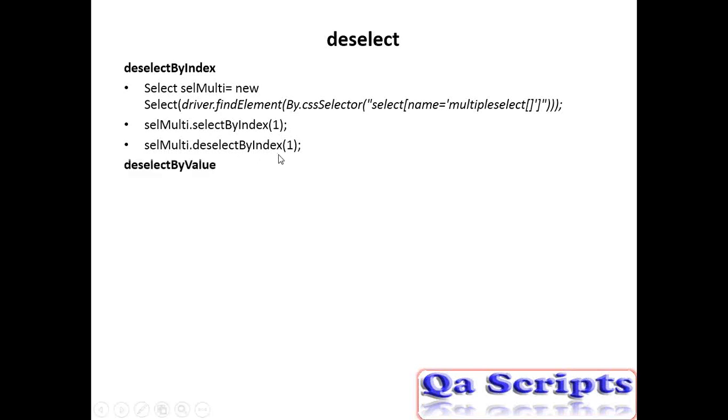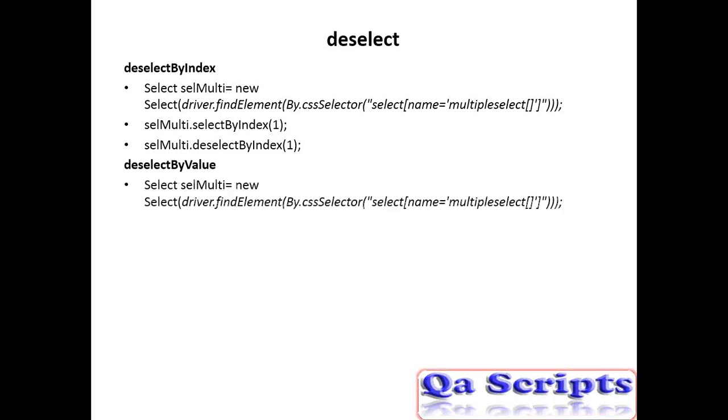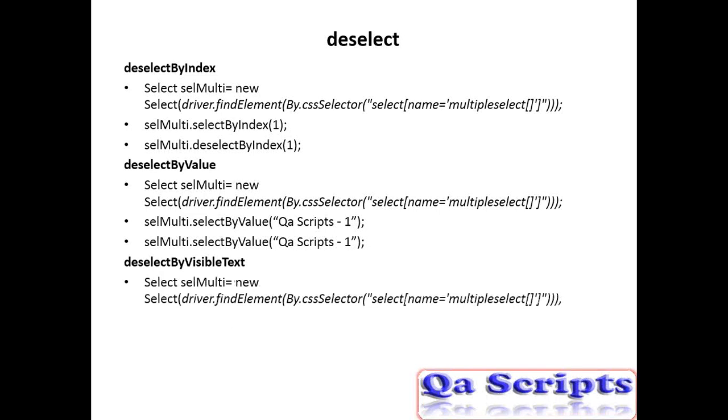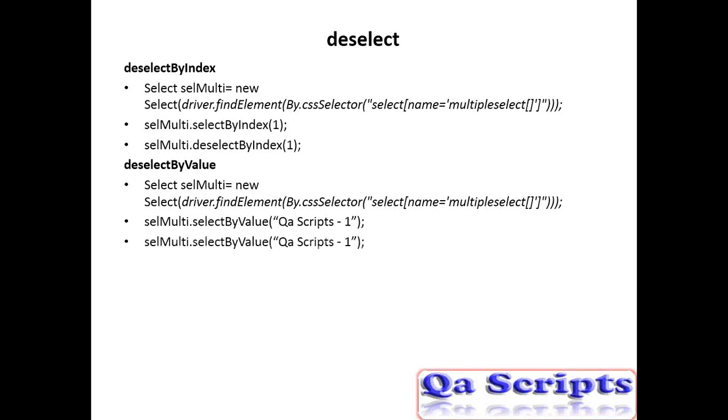Then another method we have is deselect by value. It is exactly opposite to select by value. Here we are going to give the value of an option, and we will deselect it. Here I have coded first to select a value called QA scripts -1. Then I will use the deselect method. Of course here I have used it wrongly, that is select by value only. I will make this deselect by value in the script.